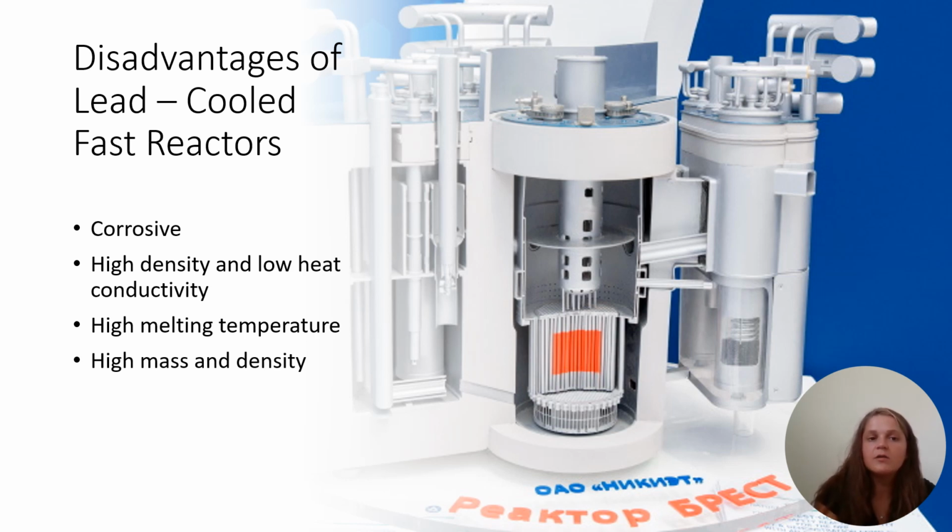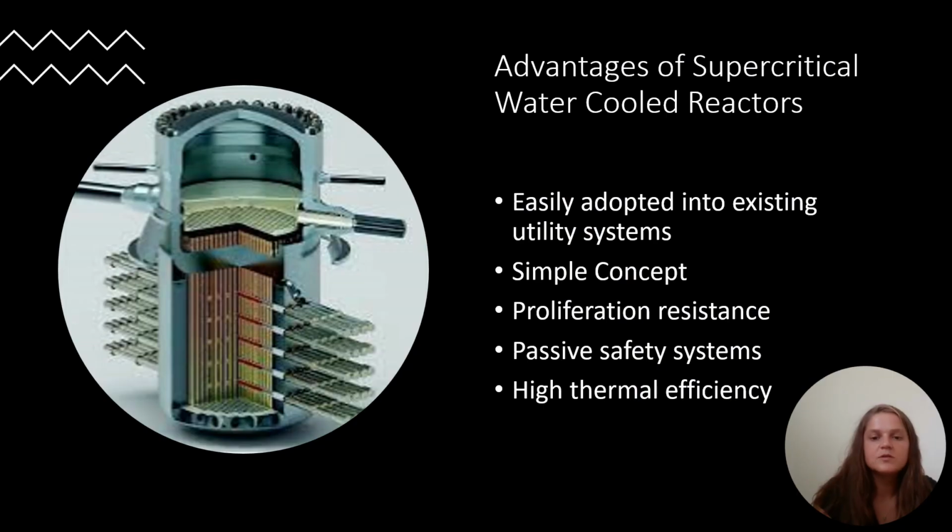Also, although the high melting temperature is a positive, it's also a negative. The high melting temperature of lead requires special efforts to keep it from freezing in the primary circuit. It also poses an issue with inspection and monitoring of the reactors and core components, as well as fuel handling. In addition to these issues, lead tends to become more corrosive at high temperatures whenever it comes into contact with those structural steels, so you really have to make sure you're careful with what components you build the reactor out of. So lastly, we're going to talk about our supercritical water-cooled reactors.